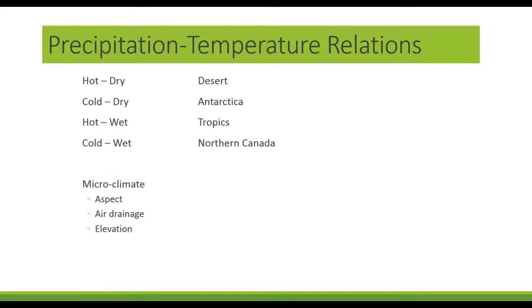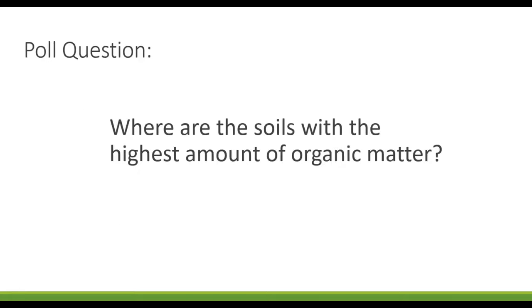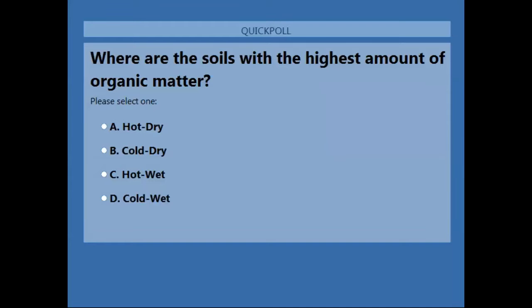And if we think about it, we can break precipitation-temperature relations into three things: hot, dry; hot, wet; or cold, wet. And different areas have different relationships. And then there's the microclimate, which way the slope is facing, how much air drains through it, how high the site is. So if we think about that, we get to a poll question. Where do you think in the world the soils have the highest amount of organic matter? Hot, dry, hot, wet, or cold, wet. Take a minute, vote on it, and let's see how you did.